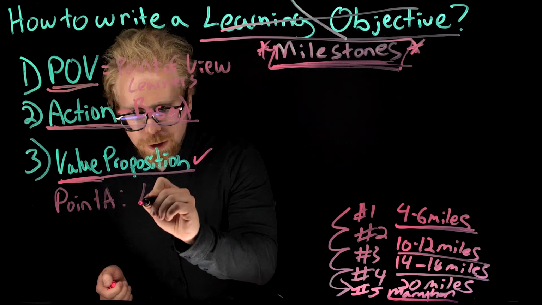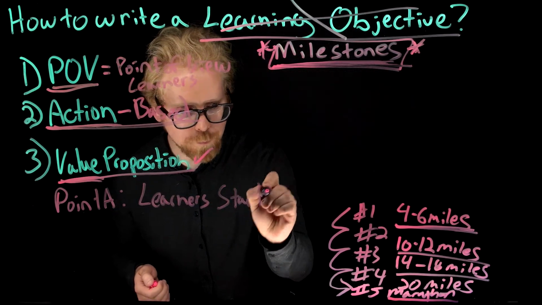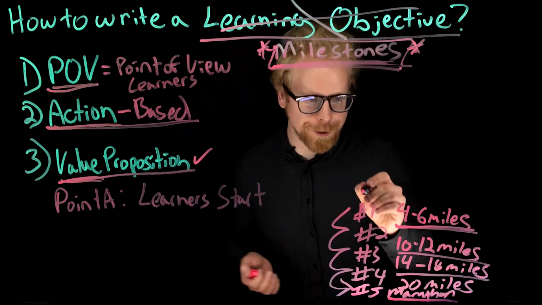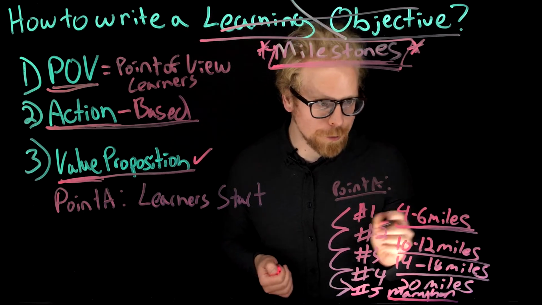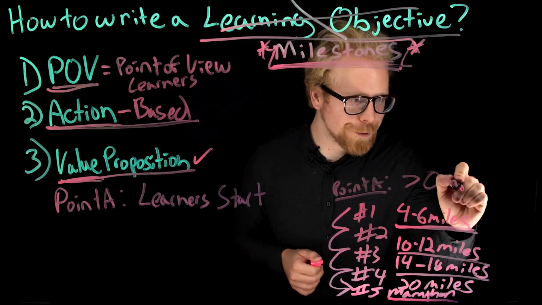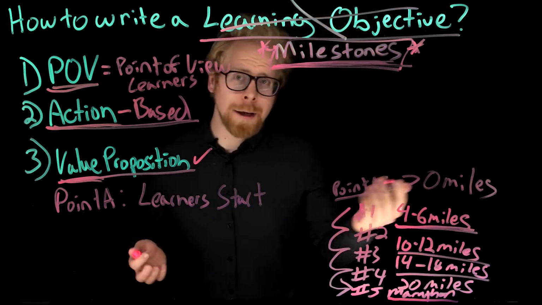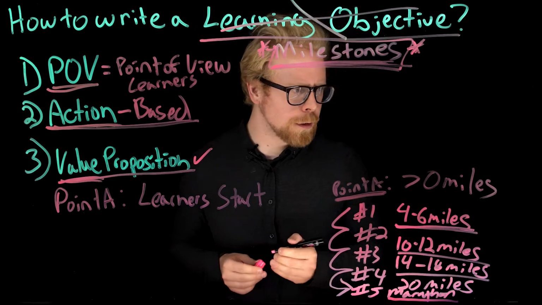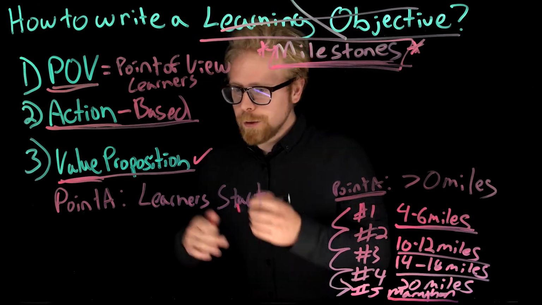This is where your learners start. Okay. Point A for me was running less than 4 to 6 miles per week. So I was here. This was my point A. Was less than 0 miles, or less than 1 mile, whatever. You get it, less than 0. I was doing negative miles. That's what happens, I guess, when you start running. You feel like you're doing less than 0 miles. So that's the point A.